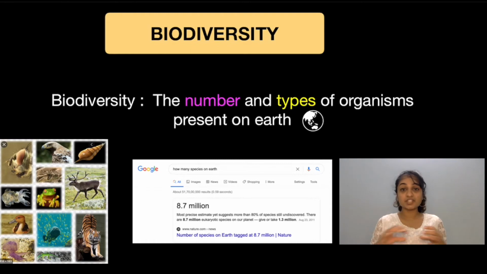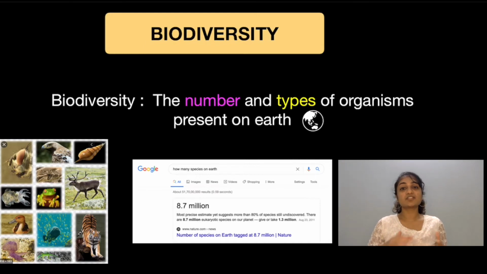Okay, so our first topic here is biodiversity. The definition for biodiversity is basically the number and types of organisms that are present on Earth. So it could be a collection of various species that are present in a specific area. And something to note here is, as you increase this boundary or this area, the number and range of species you'll find within that area also increases.